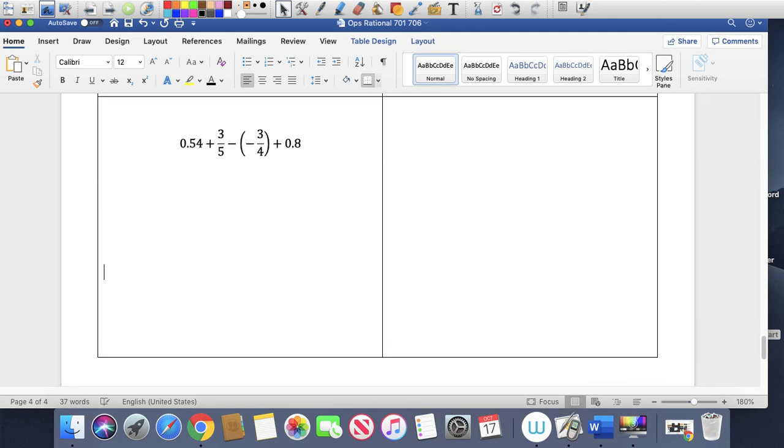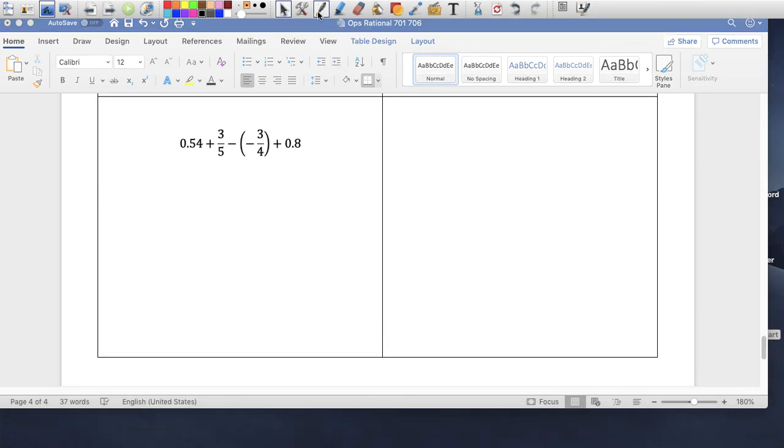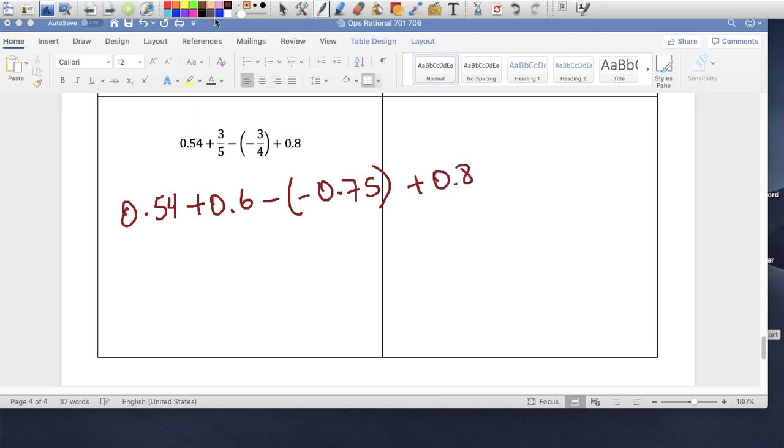Bottom, last one. Again, I would change, because I'm looking at my fractions, and there are fractions that I can change to easy decimals. So 0.54 plus 0.6 minus negative 0.75, because that's what 3/4 is, and plus 0.8. Talk about these two first. They're both positive, so it's just simple adding. 0.54 plus 0.6 is 1.14.